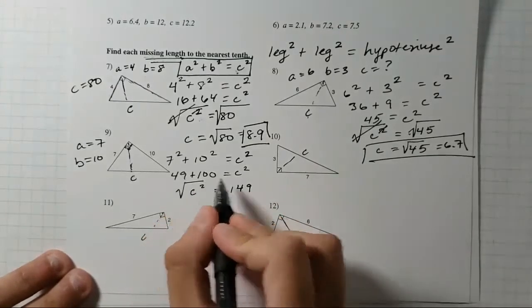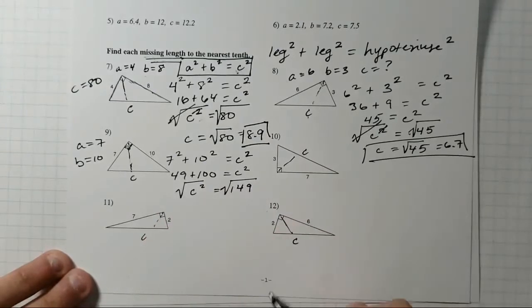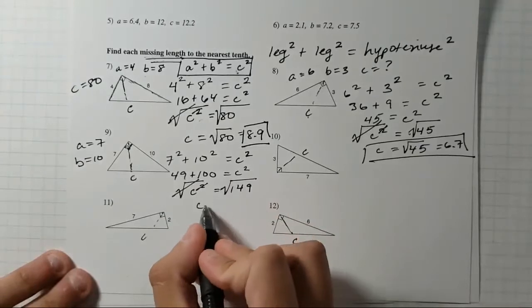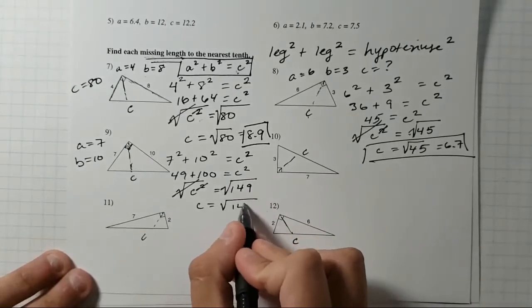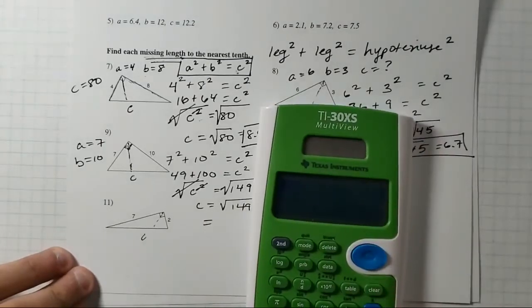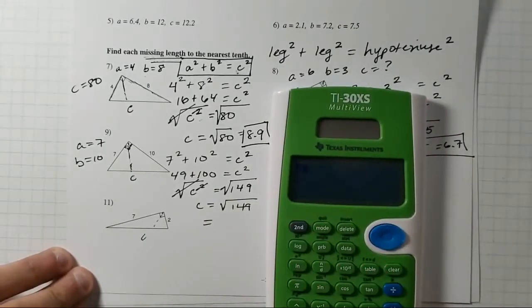Take the square root of both sides. The square root and the square cancel. This square root stays, and you get c equals the square root of 149. And you can plug that into the calculator, and you'll get square root of 149, which is 12.2.